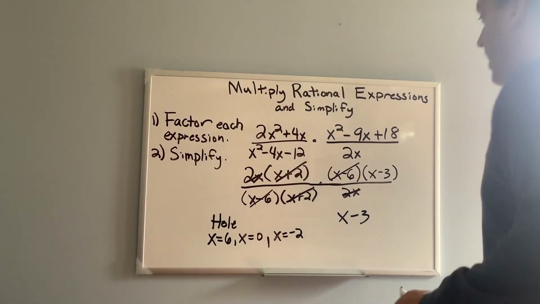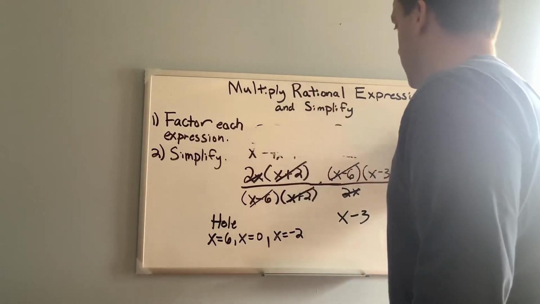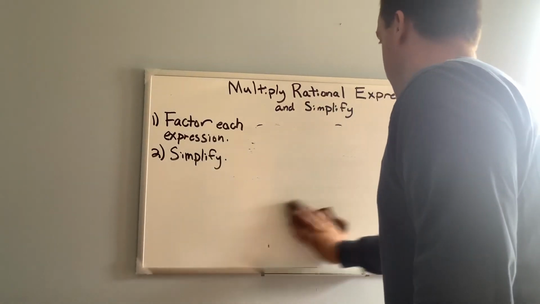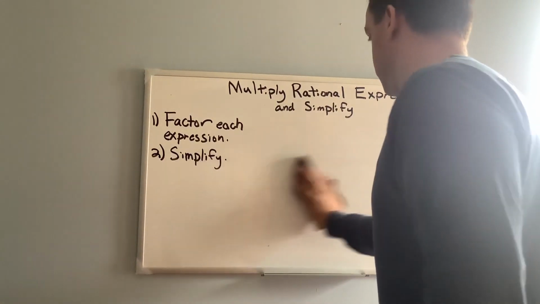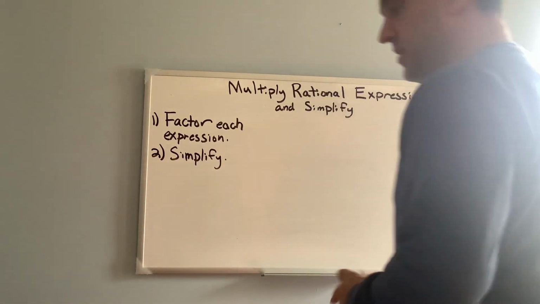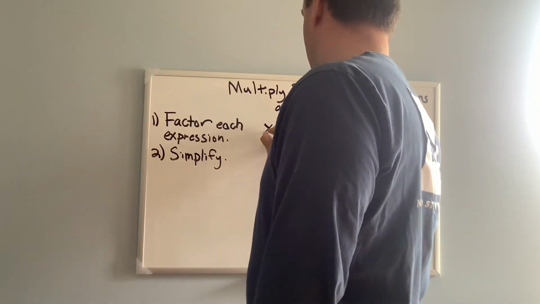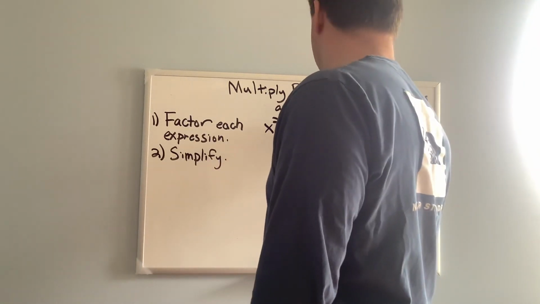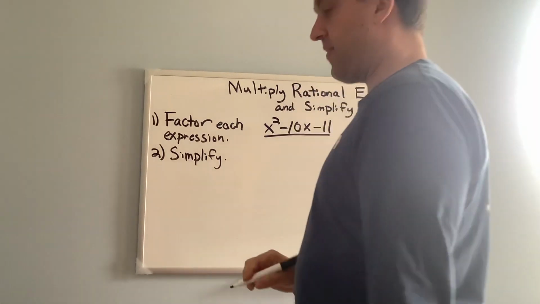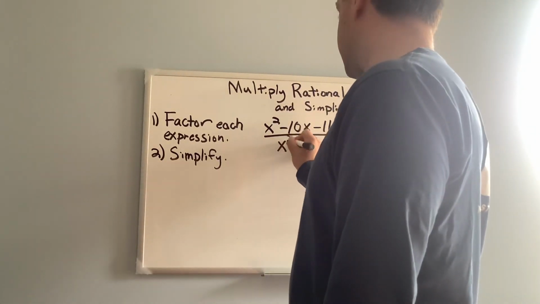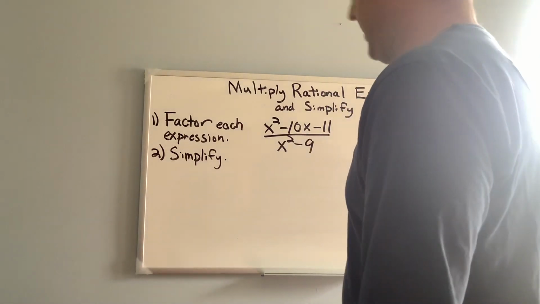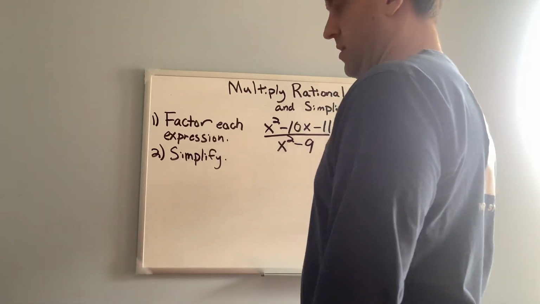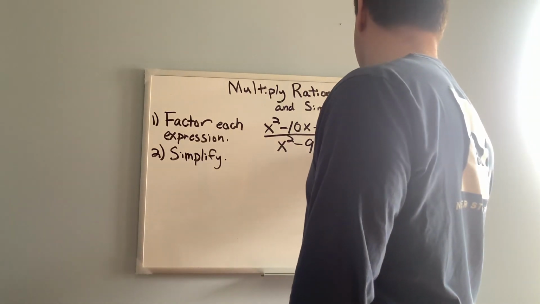So we're going to look at another example and do the same process of looking at the expression, factoring, and then simplifying. So in the numerator here, we have x squared minus 10x minus 11. And then in the denominator, x squared minus 9. And then in the numerator, x minus 3, and then x minus 11.